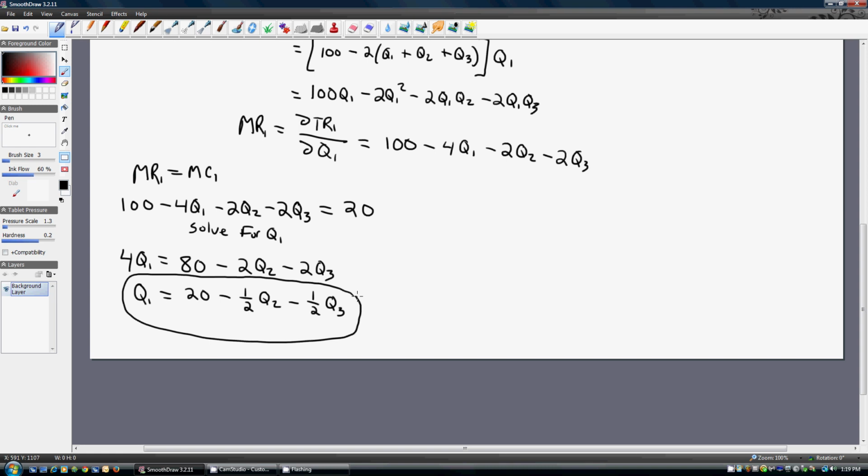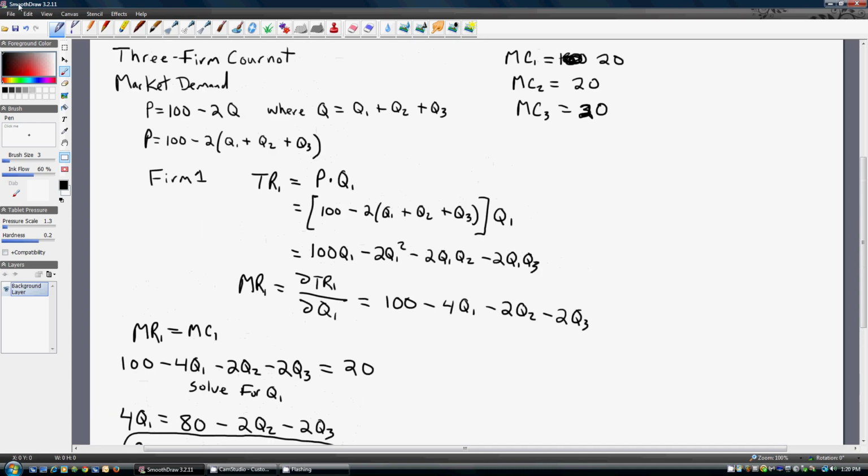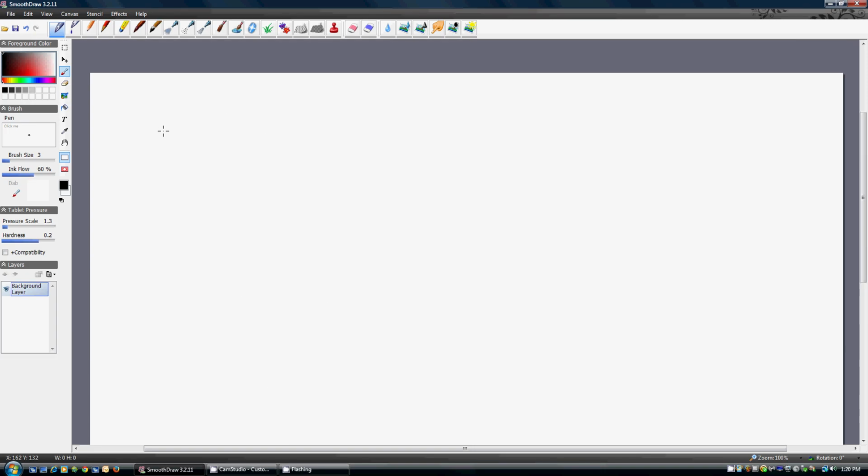Next step, we're going to do basically the exact same thing, but this time from firm 2's perspective. We're going to find firm 2's total revenue, take the partial derivative of that to get firm 2's marginal revenue, set marginal revenue equal to marginal cost, and then solve for firm 2's reaction function. So from firm 2's perspective, its total revenue is, once again, the market price times its output.